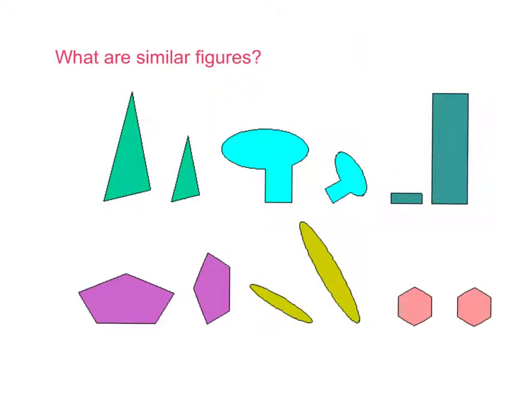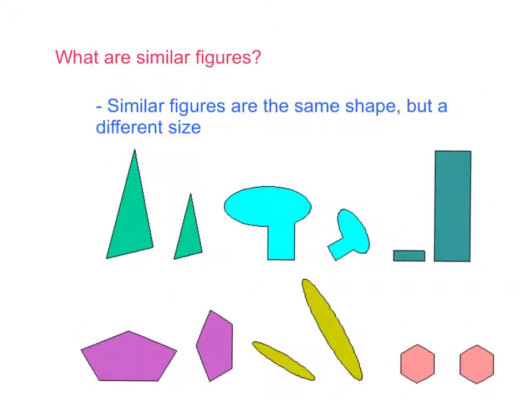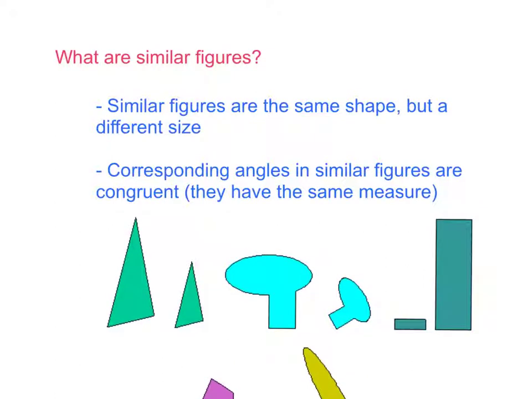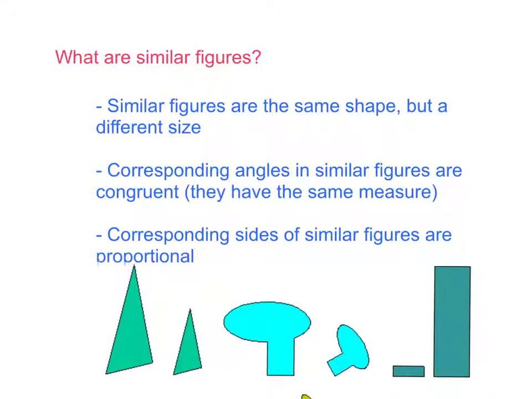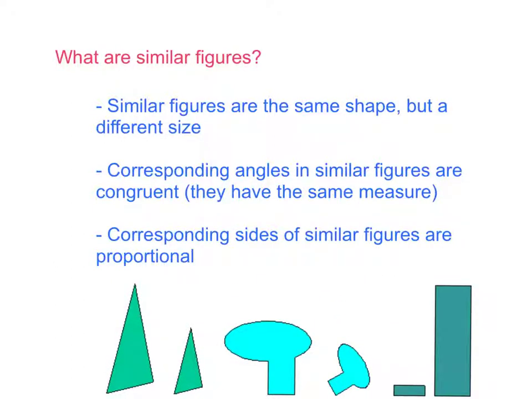Before we start talking about similar figures, we need to know what they are. Similar figures are the same shape but have a different size. The corresponding angles in similar figures are congruent. That means that the corresponding angles have the same measure. And the corresponding sides of similar figures are proportional. Please take a minute to pause this video and record down the definition of a similar figure.